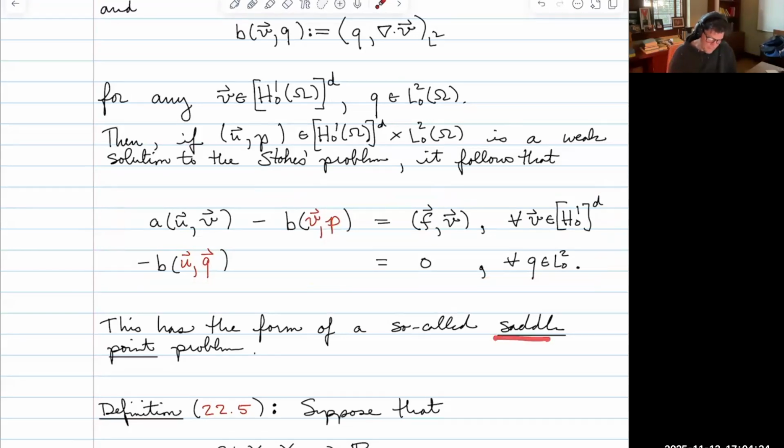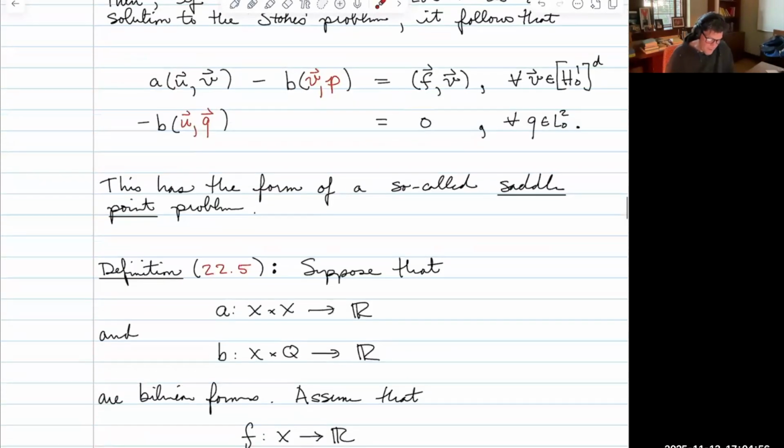Okay, saddle point problem. Now, I don't have a lot of time to go into why it's a saddle point problem or has that structure in this course. So I guess you can look that up on your own, do a quick ChatGPT search. You know, what does a saddle point problem look like? Well, in weak formulation, this is precisely what a saddle point looks like.